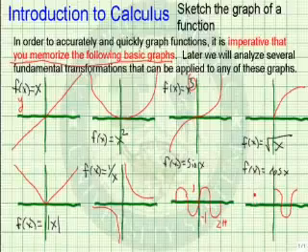This is actually the same as the sine function, except it's out of phase, so it's shifted over. Once again, the period is 2 pi, and the range goes from -1 to +1.